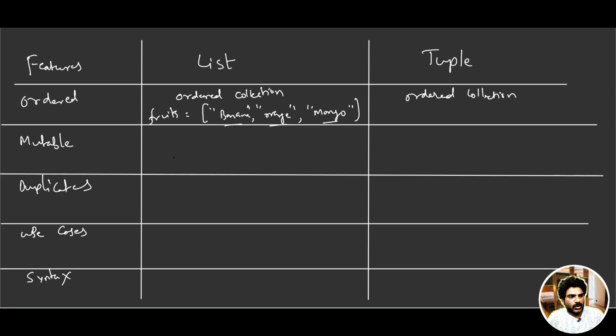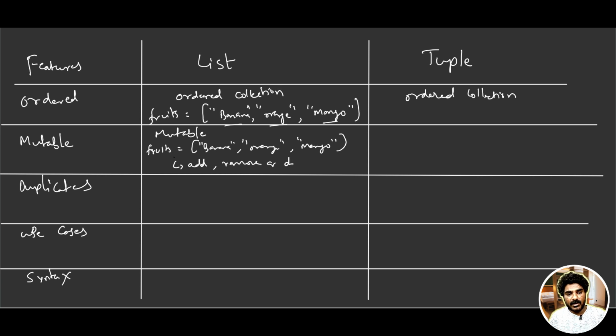What is the meaning of mutable? Suppose you have created a collection of elements. Mutability means whether you can change or modify those elements in the collection. So a list is mutable. Let's suppose you created a list of fruits. Mutability means you can add an element, you can remove an element, or you can change an element. So you can do some modifications in this particular fruits list.